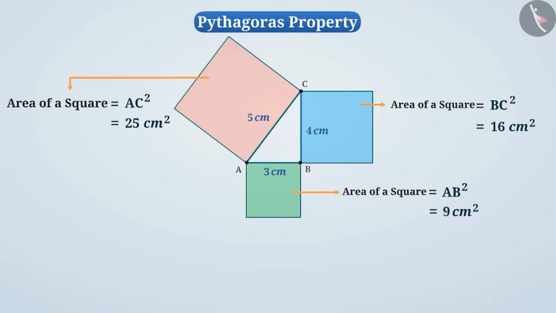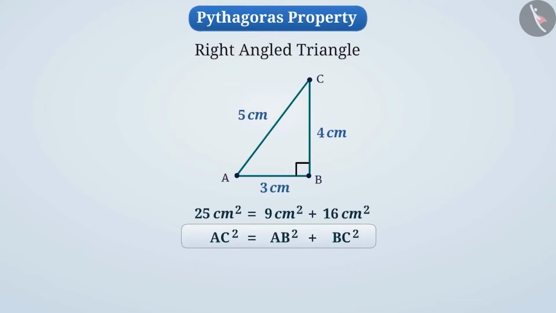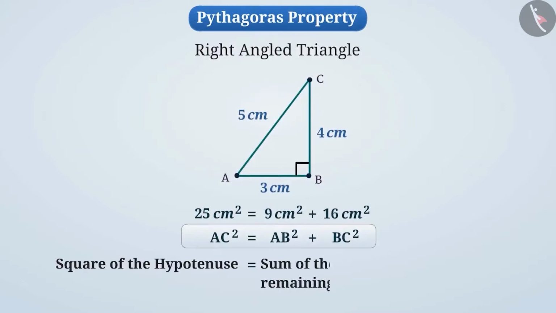Correct. Here we see that 9 cm square plus 16 cm square is equal to 25 cm square. Or, in terms of square of sides, we can write it as AB square plus BC square is equal to AC square. This is an interesting relationship between the hypotenuse and the remaining sides of a triangle. In other words, we can say that in a right triangle, the square of the hypotenuse is equal to the sum of the squares of the remaining sides. We know this by the name of Pythagoras property.